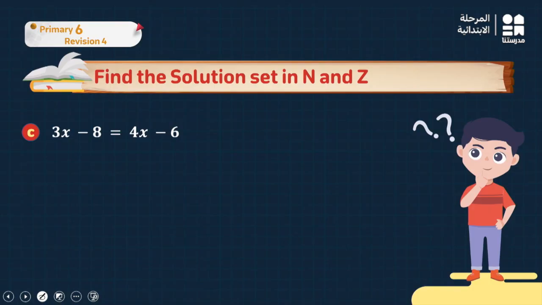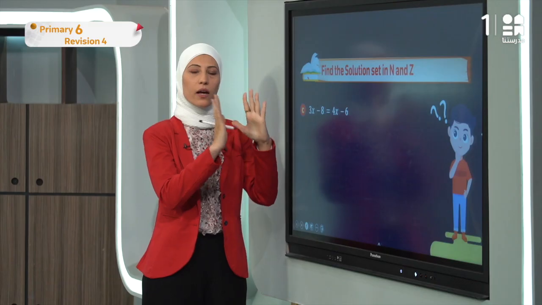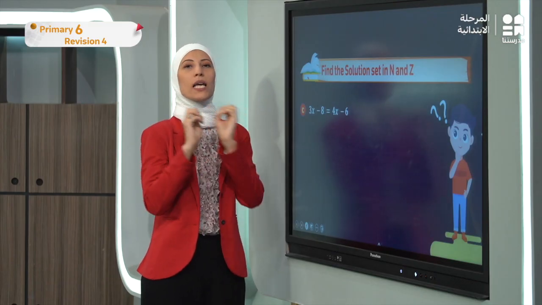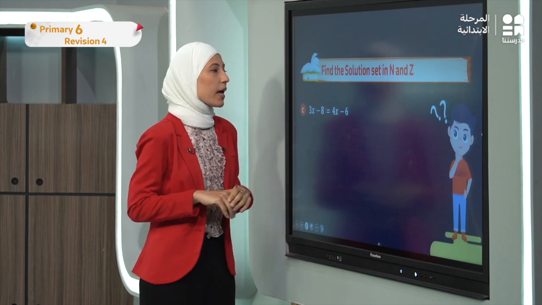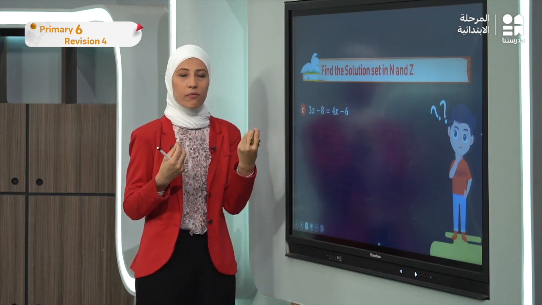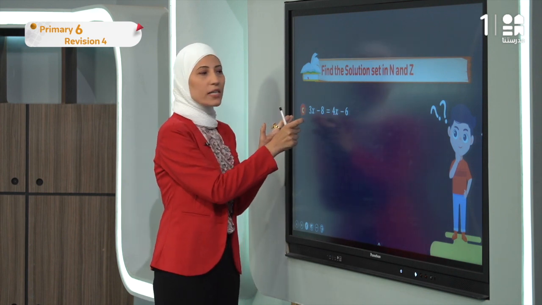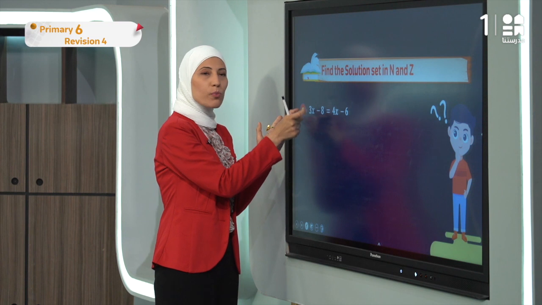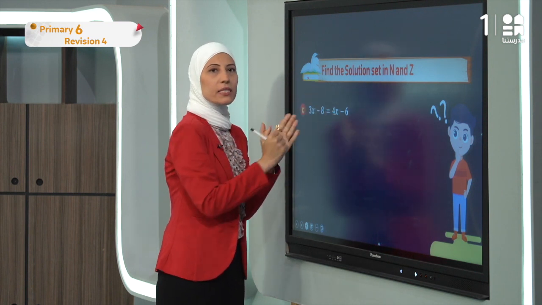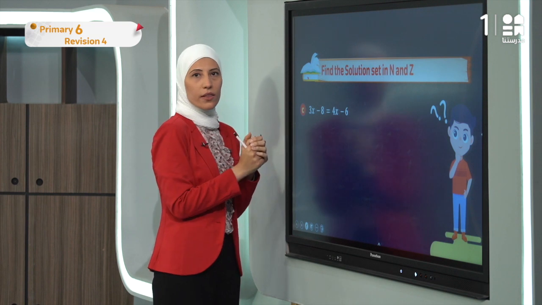Let's have C. I have 3x minus 8 equals 4x minus 6. Here I am supposed to answer it by the steps, again with the same steps. When I have 2 unknowns, what do I do? I keep the unknown on one side, and the numbers on the second side. How do I do this? I bring the like terms together. I have here 3x and 4x. So I am going to move the 3x to the other side and the negative 6 to the next side.